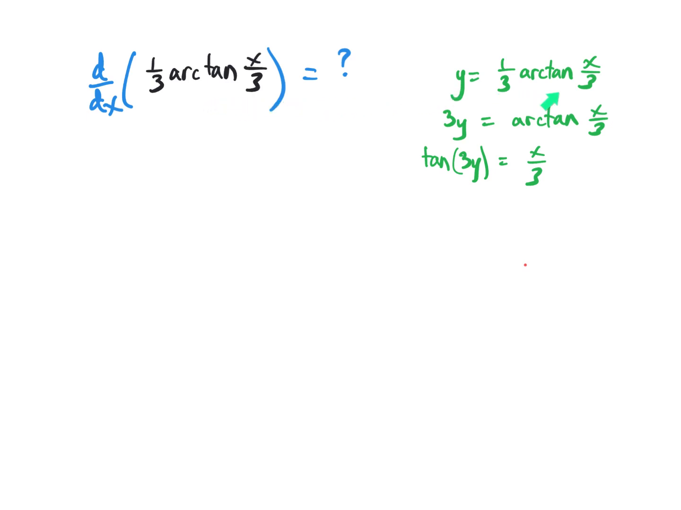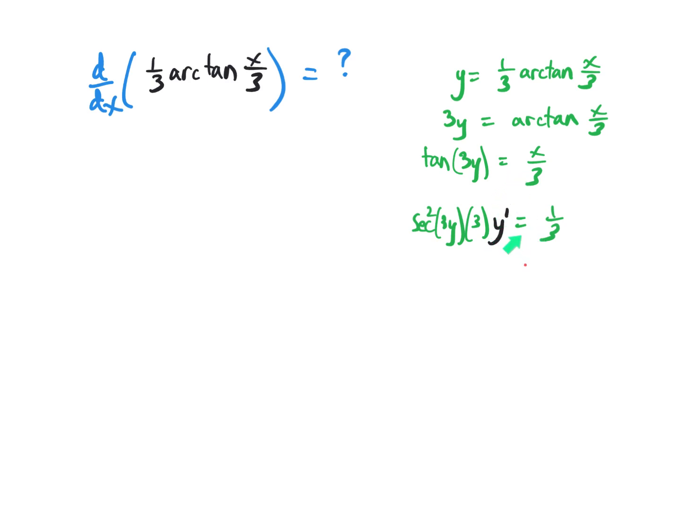If y was equal to that function, then we would first isolate the arctangent by multiplying both sides by 3. Then we would take the tangent of the arctangent, so that we're left with x over 3. At this stage, we'll do dy/dx implicitly, and we'll have to use the chain rule twice. So first, secant squared of 3y times the derivative of 3y, which is 3, times the derivative of y, which is y prime. And the derivative of this with respect to x is just a third.